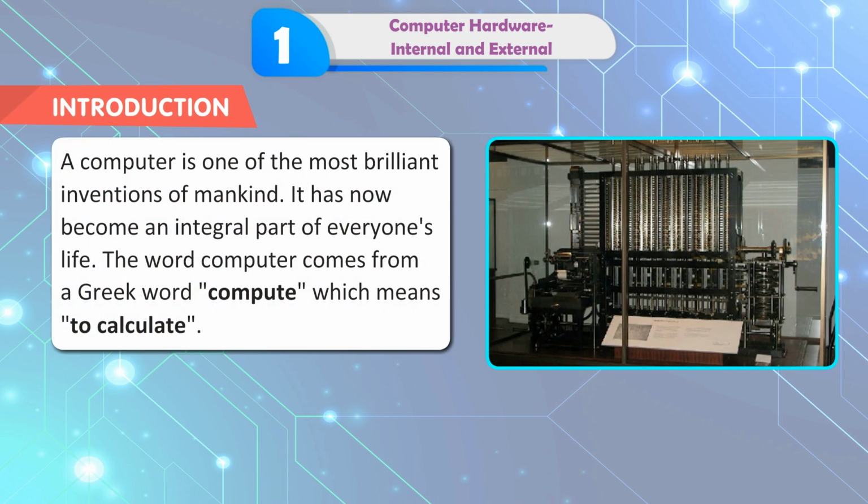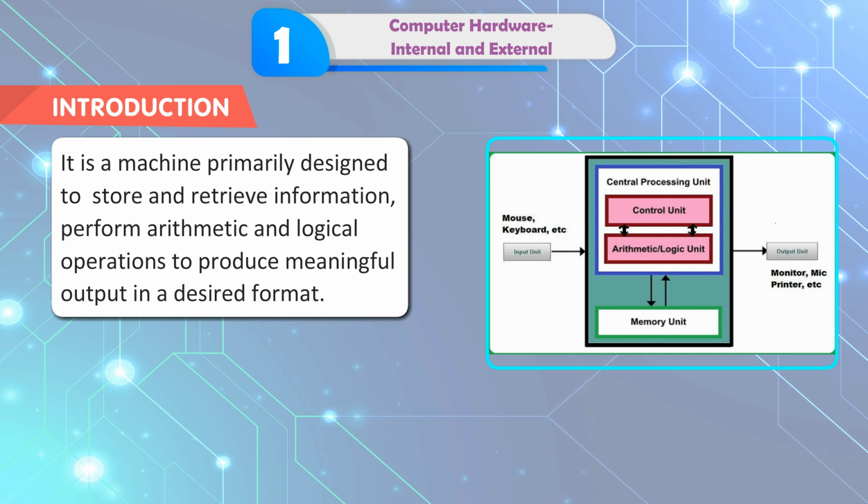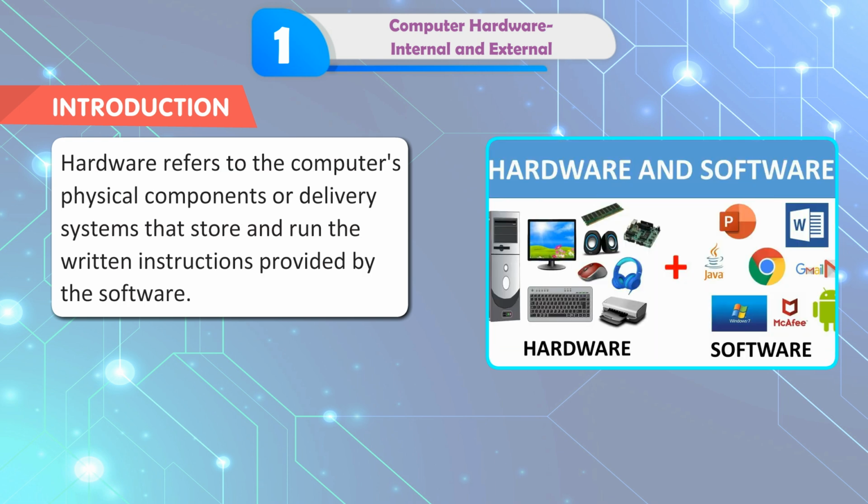Introduction. A computer is one of the most brilliant inventions of mankind. It has now become an integral part of everyone's life. The word computer comes from a Greek word, compute, which means to calculate. It is a machine primarily designed to store and retrieve information, and perform arithmetic and logical operations to produce meaningful output in a desired format. Hardware refers to the computer's physical components or delivery systems that store and run the written instructions provided by the software.